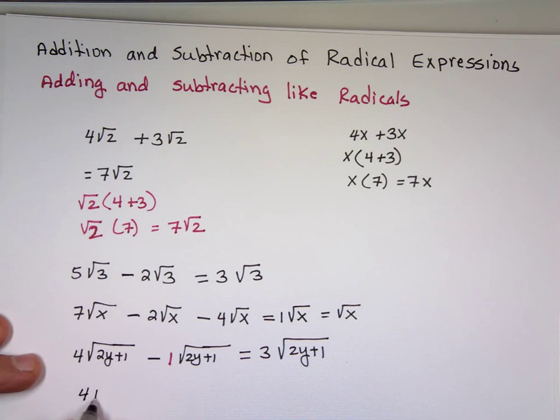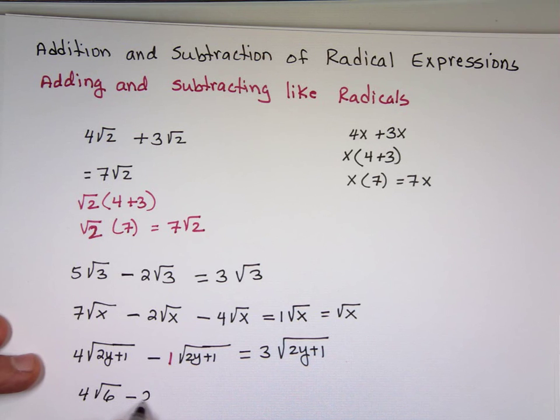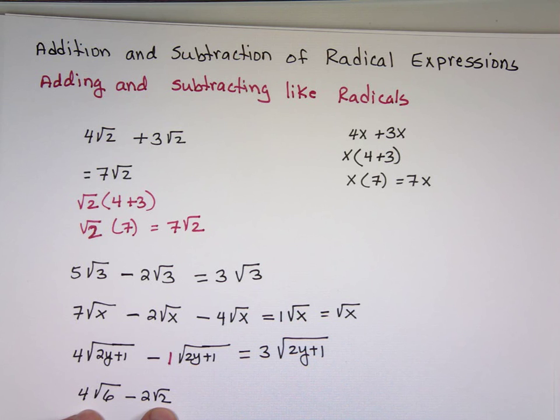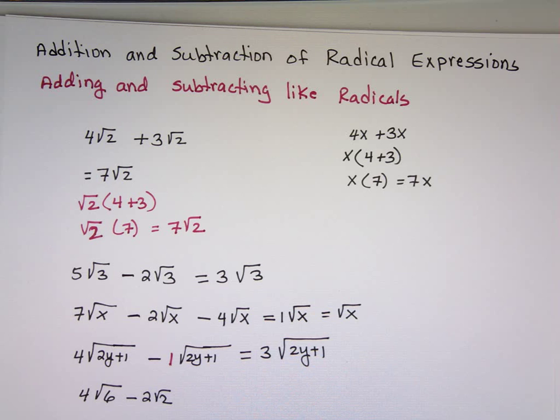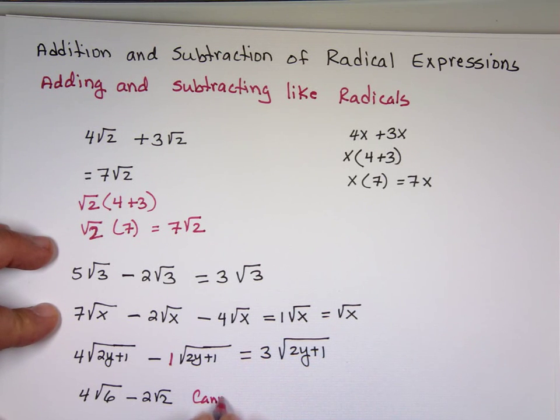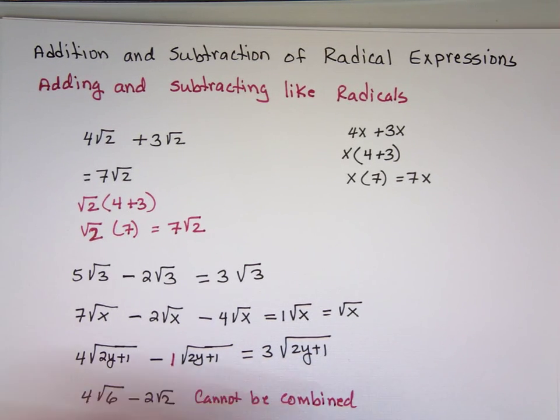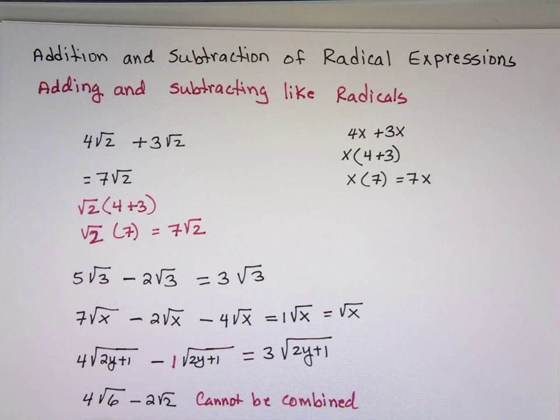What is 4, the square root of 6 minus 2, the square root of 2? Notice these are different, which means what? Can't be combined. You can't. The reason? The value under the square root is different.